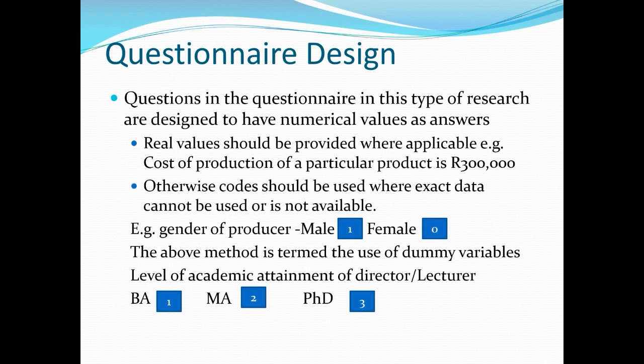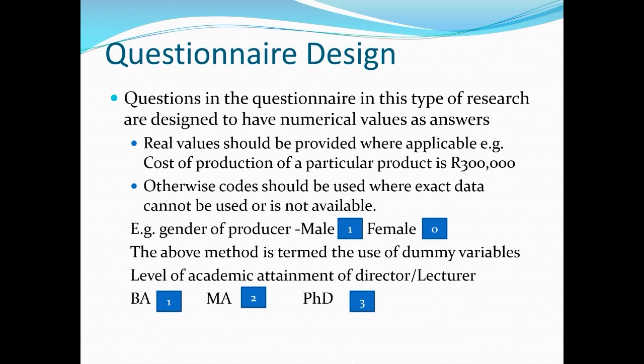So this is where you use the principle of dummy variables. A dummy variable is an observation: if the observation is A, you give it a 1. If it is not A, but B, you give B a 0. For instance, in the case of male and female, if the interviewee is a male, you give a figure of 1, and if it's a female, you give a figure of 0. The above method is termed the use of dummy variables.